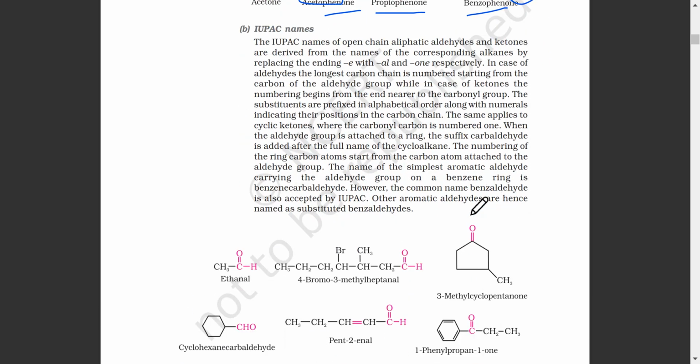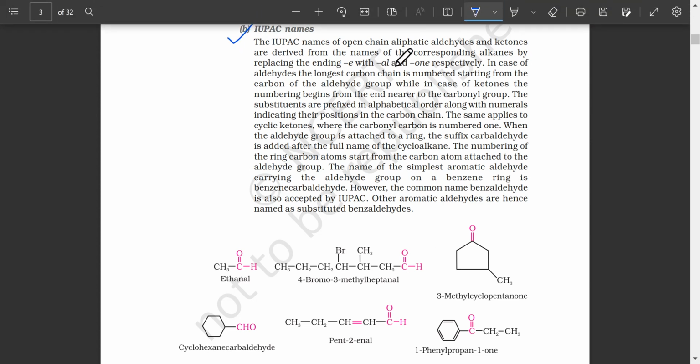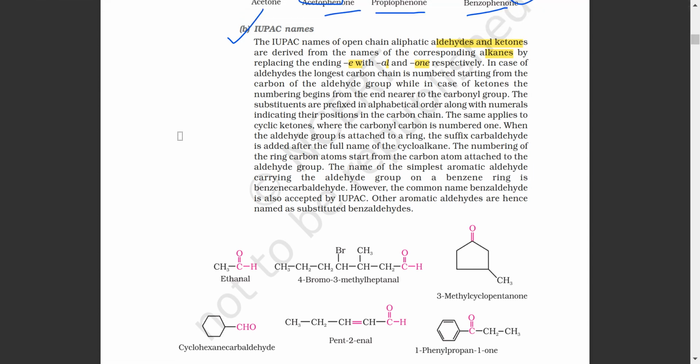Coming now to the more important one, the IUPAC nomenclature. The IUPAC names of common chain aliphatic aldehydes and ketones are derived from the names of the corresponding alkanes by replacing the ending -e with -al and -one respectively. I think we have done this already. We'll take basically hamara longest chain as the parent carbon chain, the root word, right? And uspe numbering will be done according to where the substituent or the functional group is placed. Alkane will be the major name, जो हम root word जहाँ से निकालते हैं अपना, and the ending -e will be replaced by -al and -one respectively in case of aldehyde and ketone.